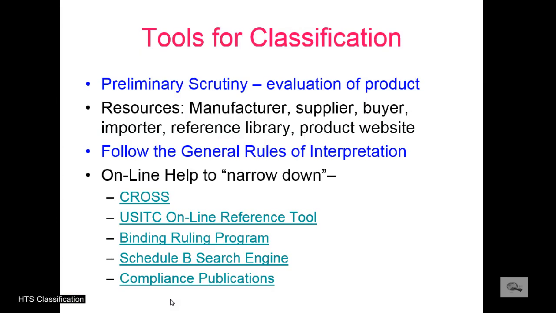How do you classify something? First, you have to collect product information. Resources to obtain product information include the manufacturer, supplier, buyer, importer, reference library, and product website. Ultimately, the correct classification must follow the General Rules of Interpretation, which will be explained in detail in later slides.